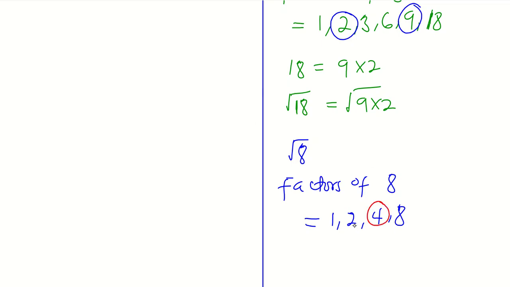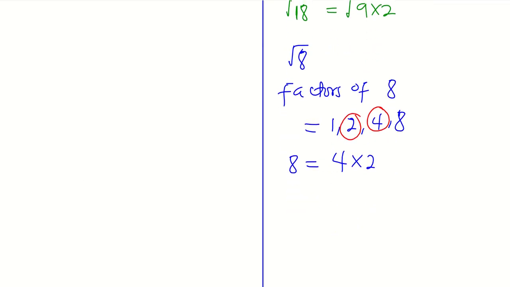Now when 4 multiplies 2, you are going to get 8. And so we consider that, which means that our 8 is equal to 4 times 2. This implies that if we have square root of 8, then we should have square root of 4 times 2. And this is a step for us to reduce square root of these numbers to their basic forms.